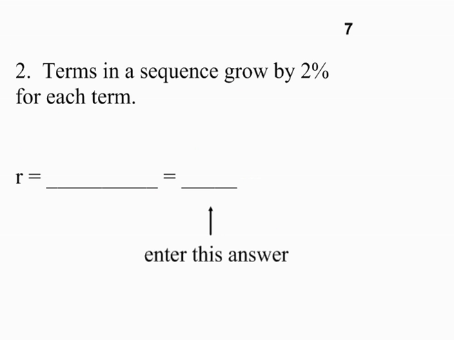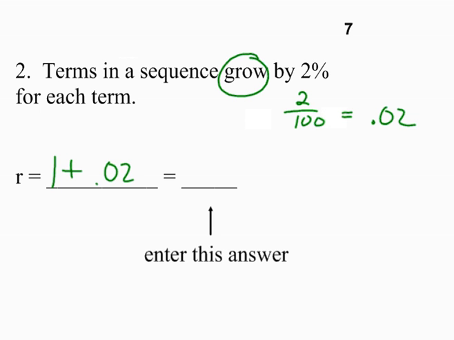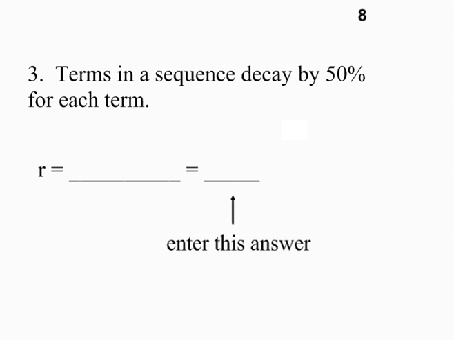Okay, look at the next one. If I grow by 2%, again, you're looking at the word grow, so you're going to take 1 plus, and then you change your 2% into a decimal. And this one you've got to be careful on, because there's that other 0 there in front of the 2. And so your common ratio will be 1.02.